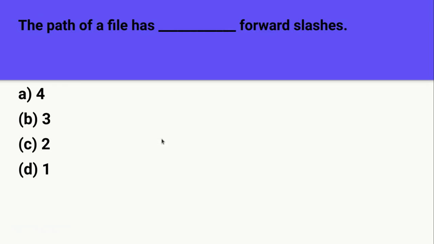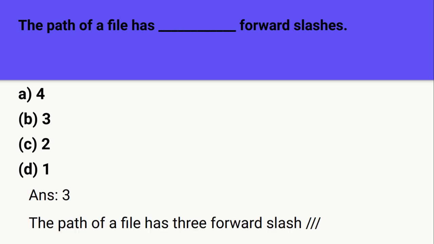The path of a file has dash forward slashes. The answer is 3. The path of a file has 3 forward slashes like this. For the path, it means where that file is stored. So that path contains 3 forward slashes.